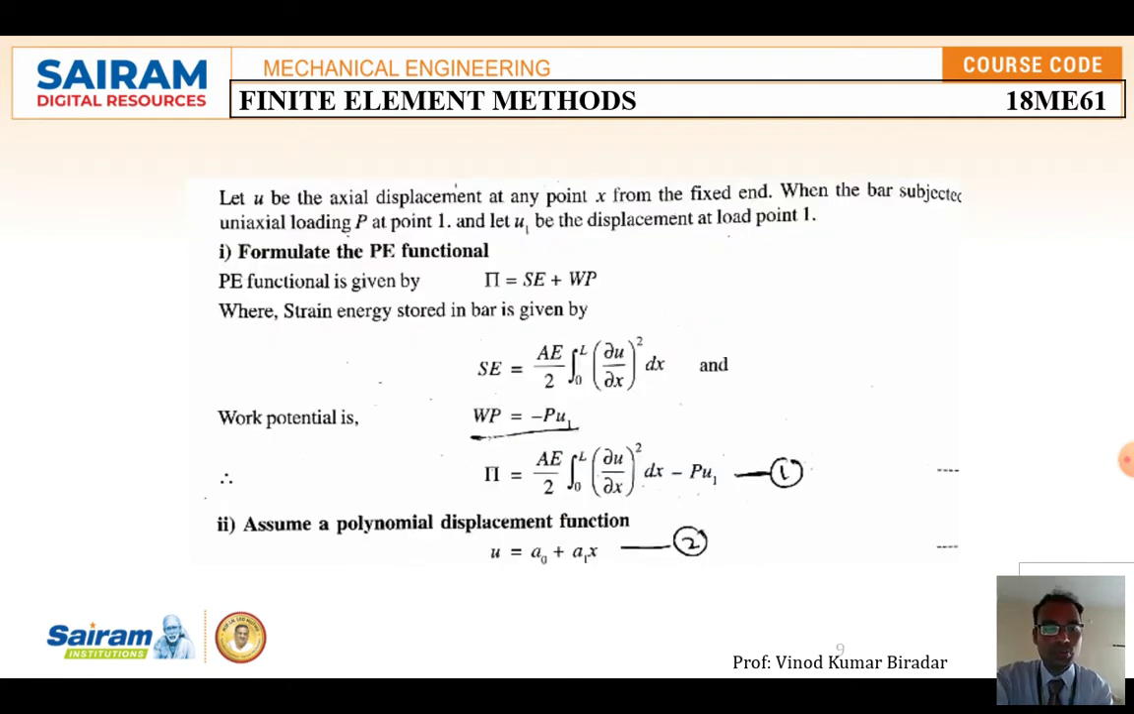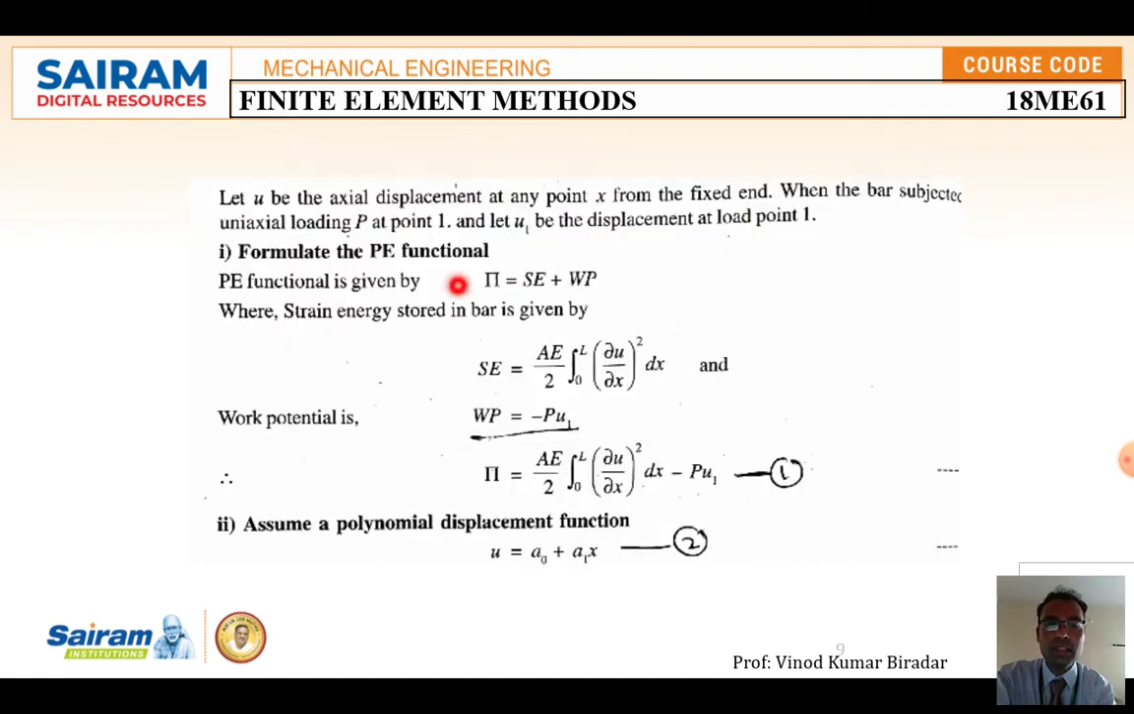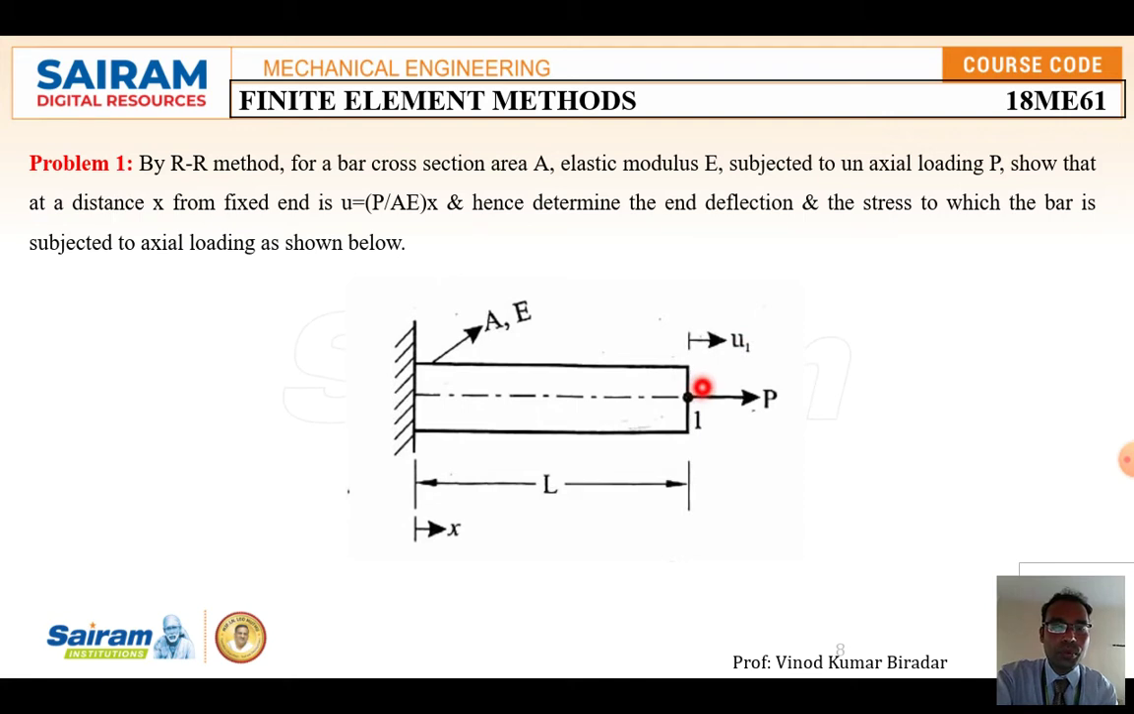So this is the explanation of the given diagram. What is the step procedure for a bar subject to axial load? We have to use this formula. Let U be the axial displacement at any point x from the fixed end when the bar is subject to uniaxial loading P at point 1. Let U1 be the displacement at load point number 1. That means if we put the axial load at node number 1, U1 is the displacement at point 1. Let us assume that U is equal to U1.